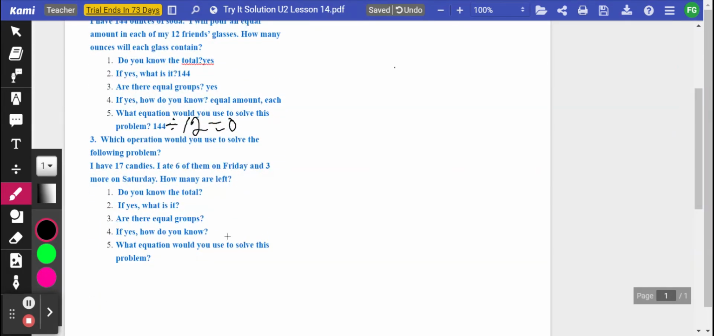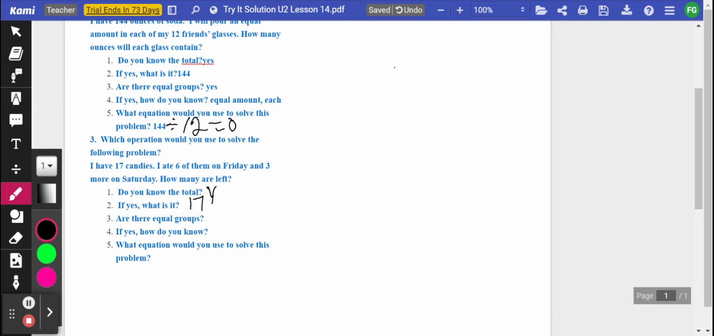All right, the next one says, I have 17 candies. I ate 6 of them on Friday and 3 more on Saturday. How many are left? Okay, do I know the total? Do I know how many candies there are in total? Because that's what we're talking about. Well, yes, we do. So I'm going to put a Y here for yes. If yes, what is it? It's 17. That's what it said, 17 candies.